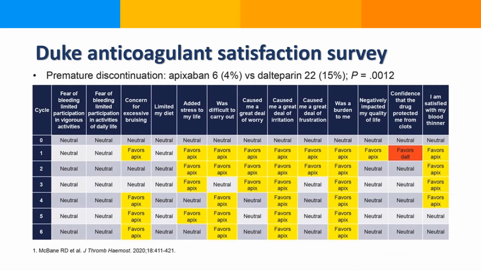Duke University performed an anticoagulant satisfaction survey in order to test the compliance and convenience of oral versus subcutaneous route of administration. Only 4% receiving oral apixaban discontinued the drug prematurely, whereas 15% of patients receiving subcutaneous dalteparin discontinued their drug prematurely. This difference was highly statistically significant.